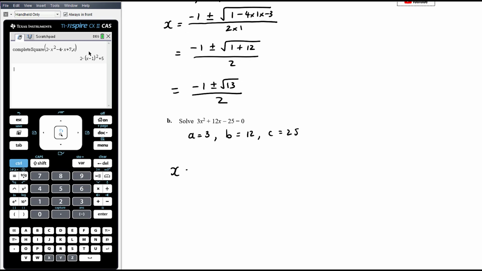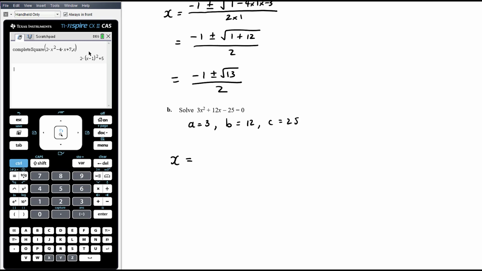So the quadratic formula tells me that x is going to be equal to, it's the solutions to the equation, x equals negative b, so negative 12, plus or minus the square root of b squared, which is 144, minus 4 times 3 times 25, all over 2a, so 2 times 3. Let's tidy that up.